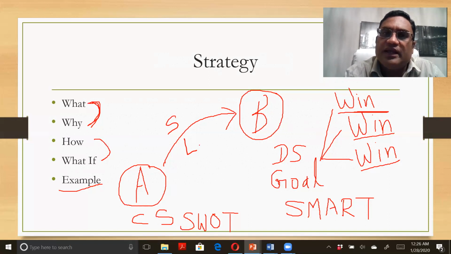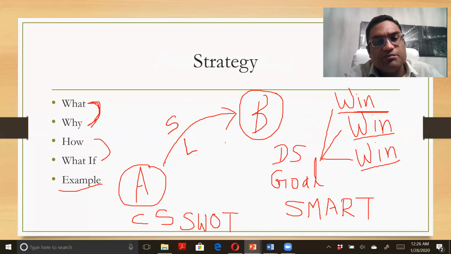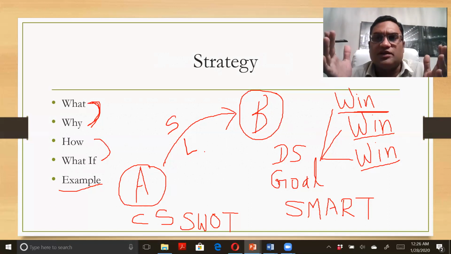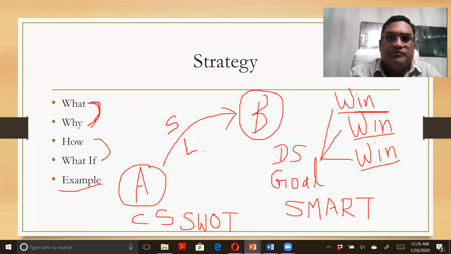The person that takes you from point A to point B, the leader, okay? That's why leadership is important. Because you can have a plan to go from A to B, but if you don't have a good leader that can take you there, then it's not going to happen. At the same time, you also need to have a good strategy. So both strategy and leadership kind of go hand in hand. That's what you need.